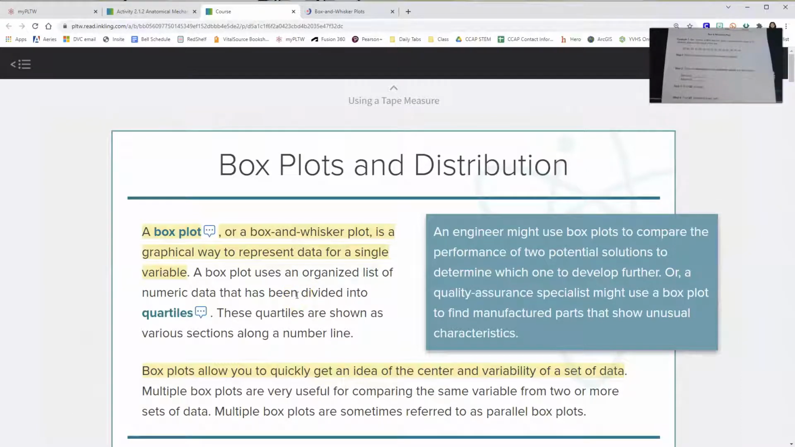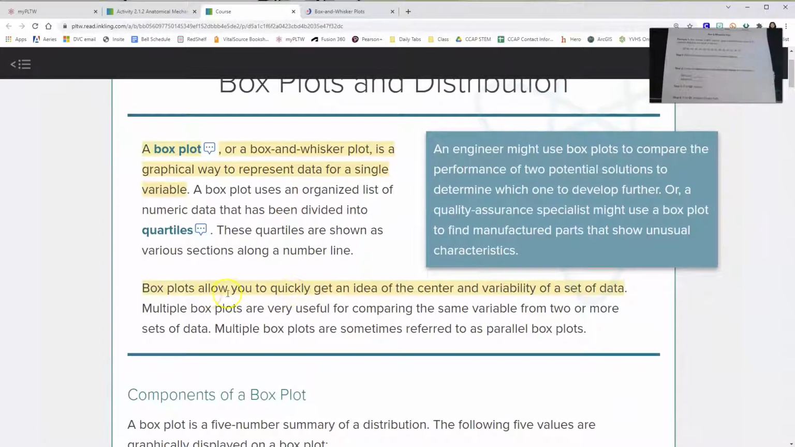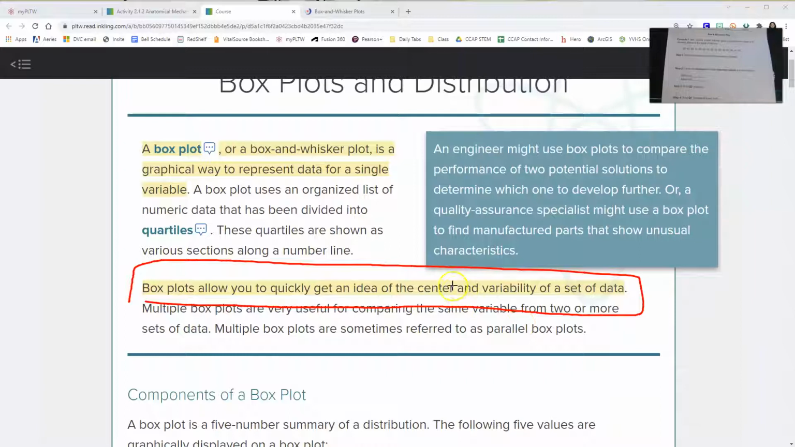So what we're going to do with all those numbers is organize them and then divide them into quartiles, or into fours. Box plots allow you to quickly get an idea of the center and variability of the set of data. The two key words here are center, so we will be able to easily see the median number in a set of data, and variability. So how different are the numbers? How different are the people that are subjects of our lab or of our experiment? So that's what we're doing.